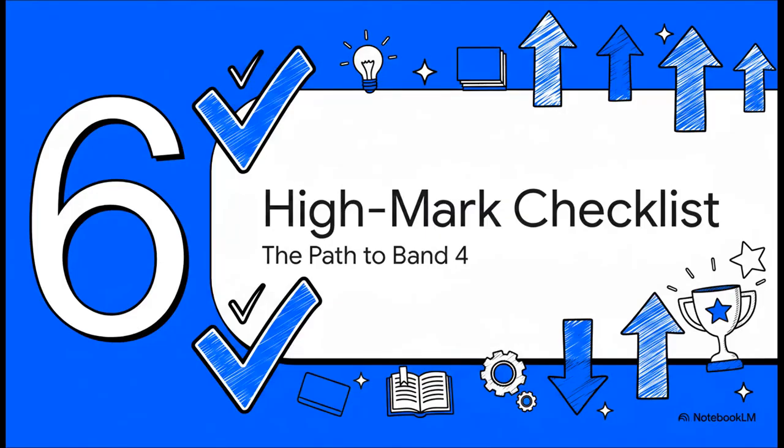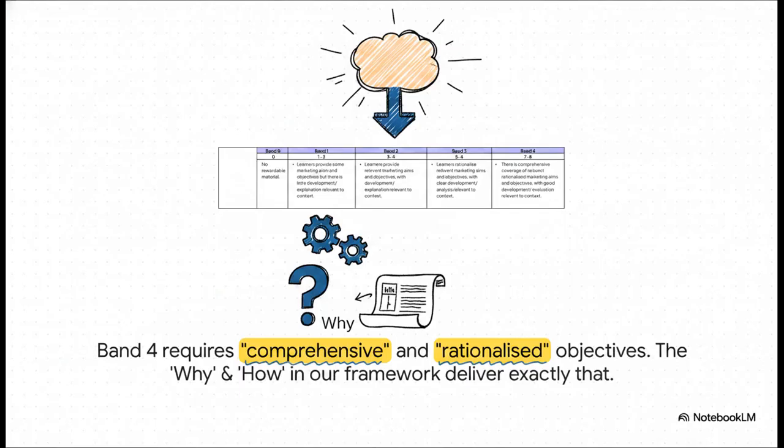Okay, let's pull all this together. This is your final checklist. This is what you need to be thinking about to lock in those top Band 4 marks. Just look at the official mark scheme. Band 4 requires rationalized objectives with good development. Our framework is literally engineered to give you this. Your why provides the rationale. Your how provides the development. You are using the exact language the examiners are looking for.